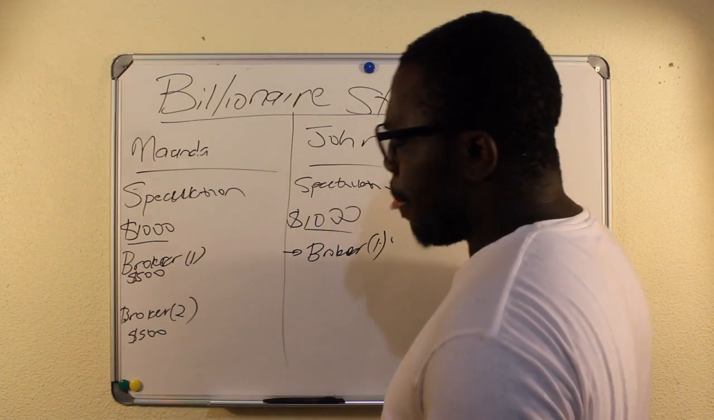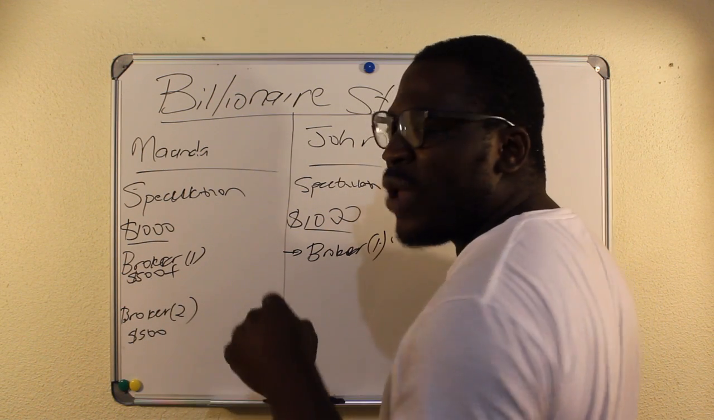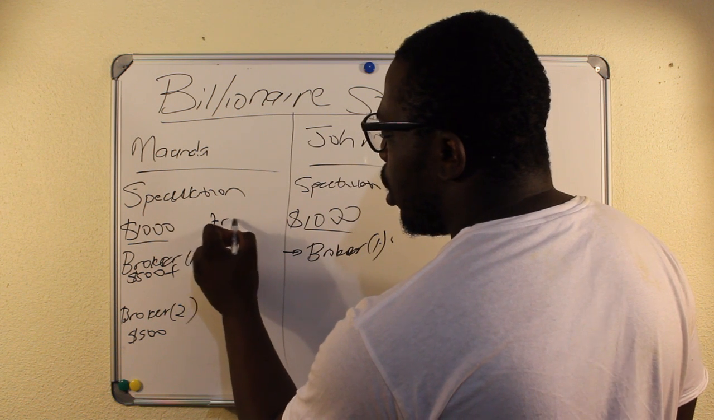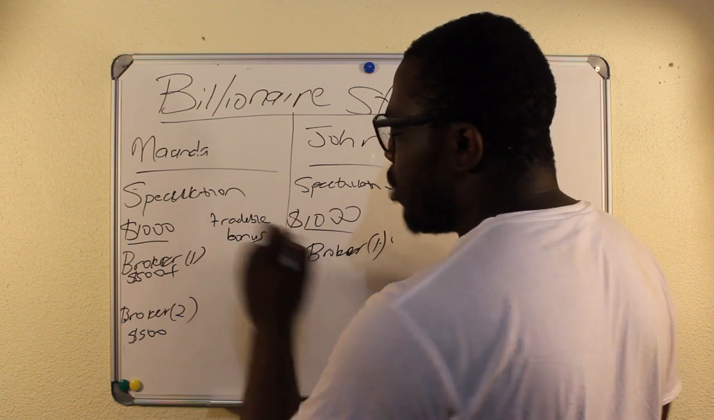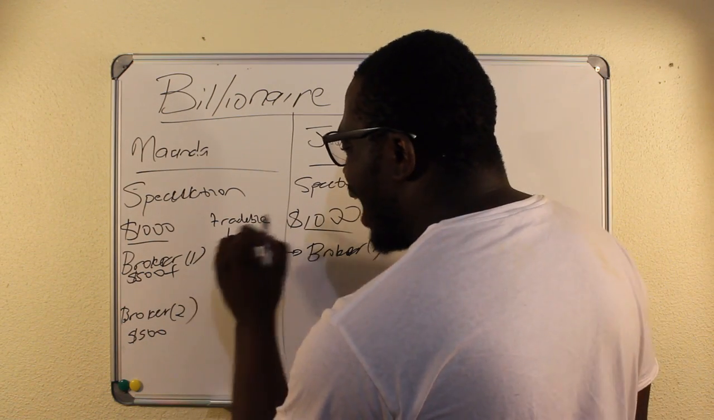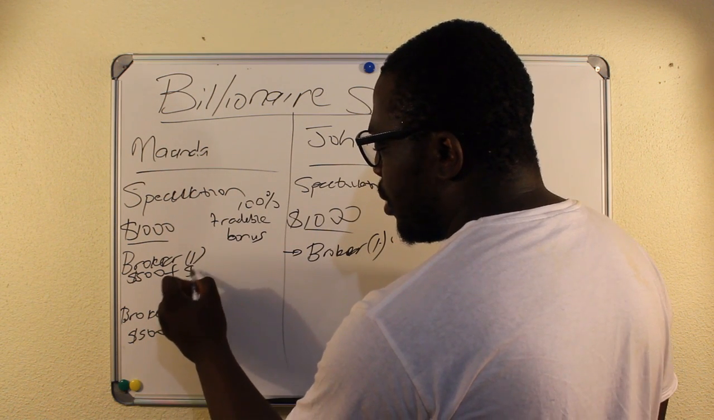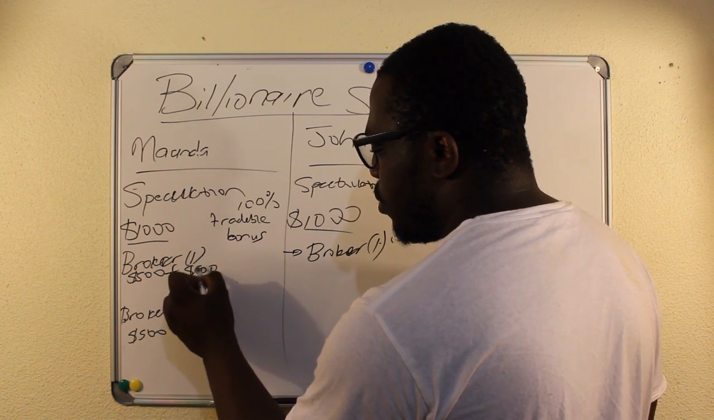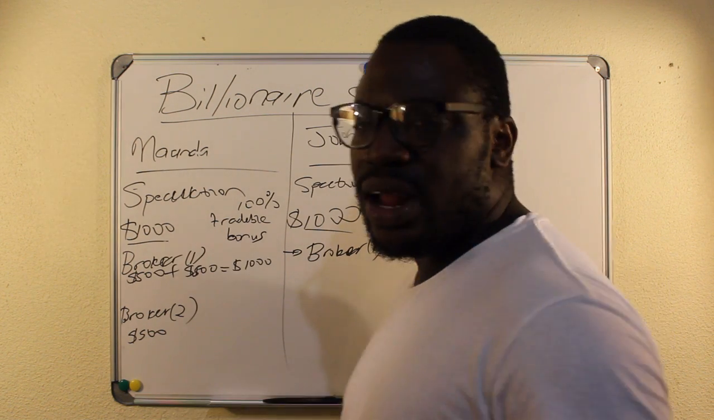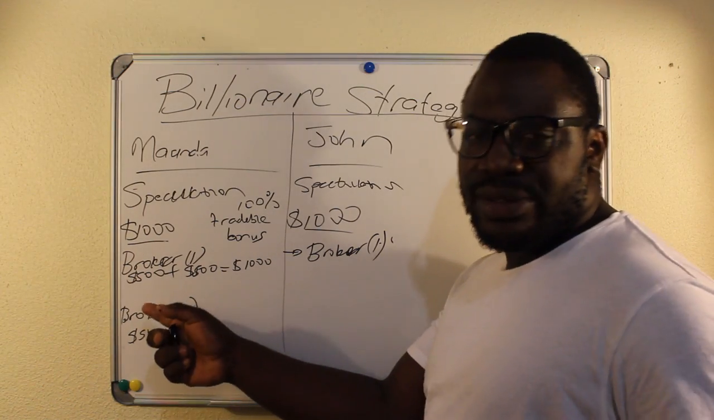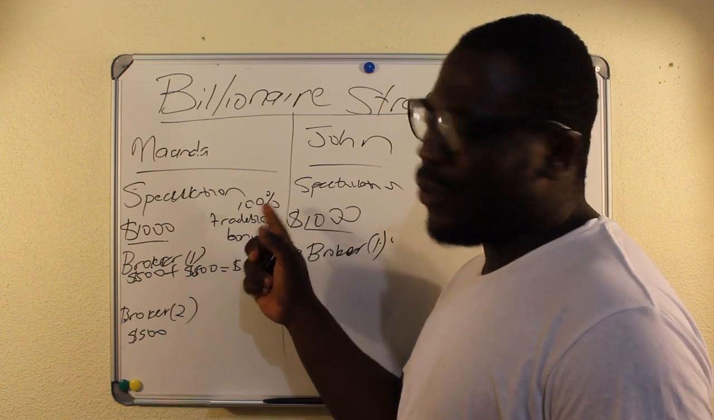So what happens here is that Manda gets what we call a tradable bonus of 100%. So it means here he's going to get another $500. It means he's going to start his account on broker number 1 with $1,000. 500 is the money he deposited, and 500 is the bonus amount that he got from the broker, which is tradable.